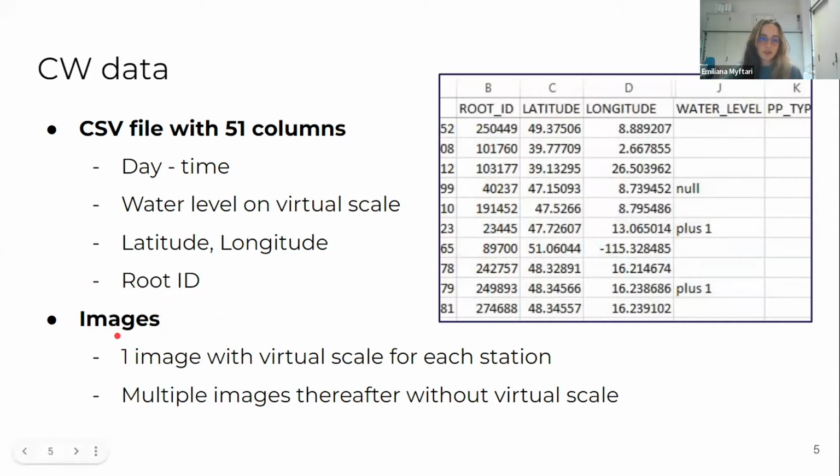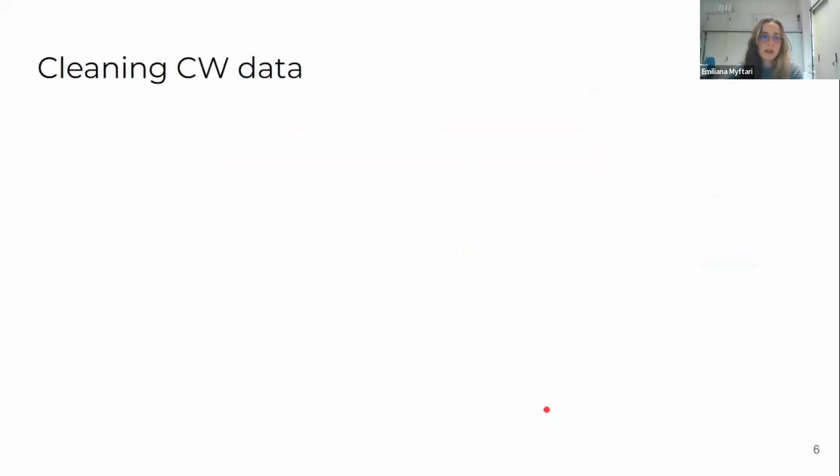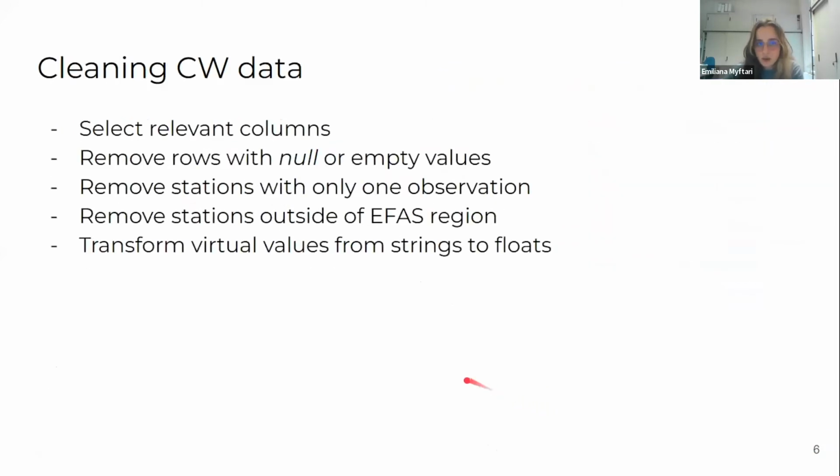And then we have images. We have one image for each station in which we have the virtual scale, and multiple images after that without the virtual scale. So the first thing we did was cleaning the CrowdWater data. So we selected some relevant columns for our project, like for example, the virtual scale, latitude, longitude, day and time. There were a lot of rows with null or empty values, so we removed them. And also we removed the stations that had only one observation, because we wanted at least 2 observations for each station to have something to compare.